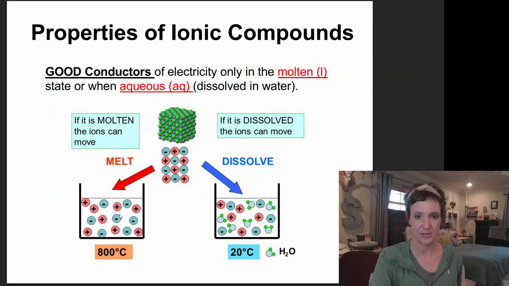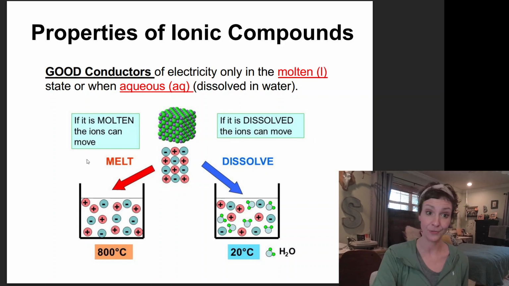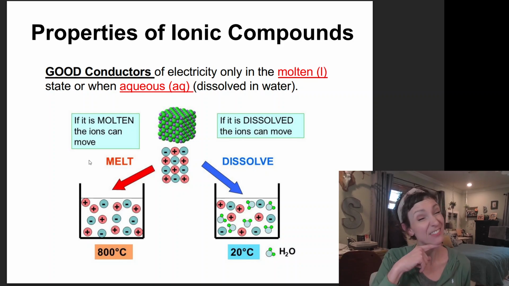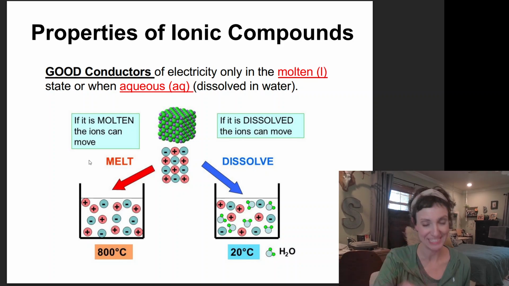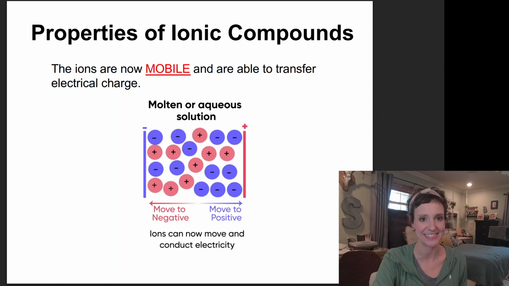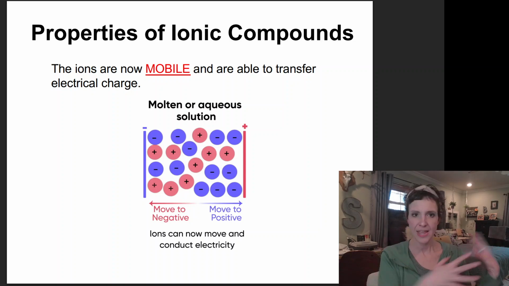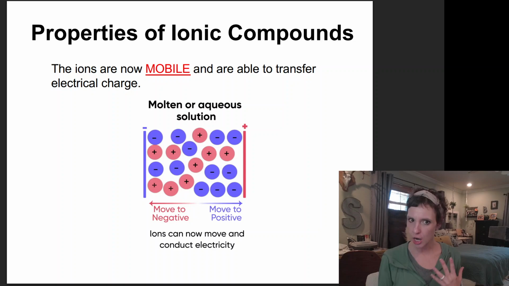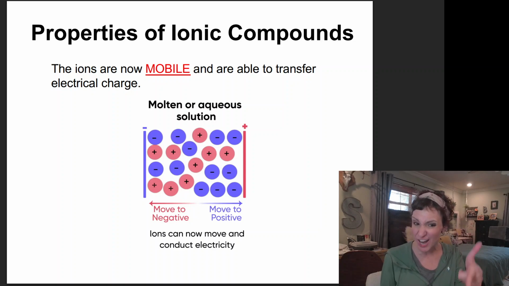So going back up here to my picture, if you'll notice, I wrote ions can move. Ions can move. I guess movement of ions is what is important for being able to conduct electricity. So the reason why ionic compounds can conduct in liquid state or when they are dissolved in water, aqueous state, is because now those ions are free to move. They are mobile. And if I've got mobile charged particles, I can transfer electrical charge.